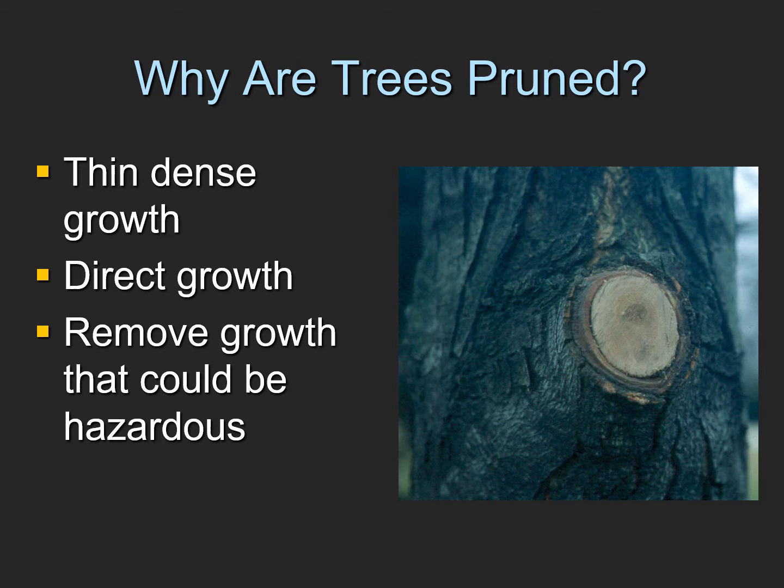Some other reasons is to thin your dense growth on a lot of these trees and things. If we can thin that growth out, we can reduce the amount of maybe wind damage or ice storm damage or anything like that. Also to direct the growth in the way that you want it to grow. Maybe a limb's growing over your house or into your house and you need to remove that limb. Also to remove growth that could be hazardous. This would be anything that maybe is damaged and might fall. So you want to go ahead and get that pruned out of there to get it out of your landscape.